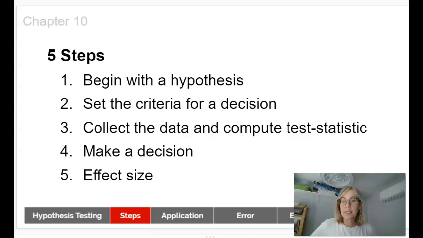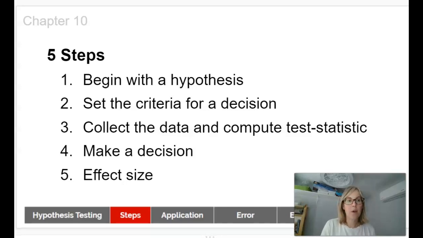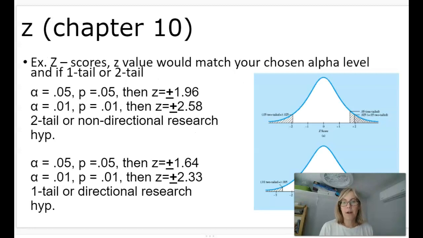And then the statistic we're going to be using in step 3, which is computing the test statistic, and the data is given, is our z-score from chapter 8. So these are our critical values.